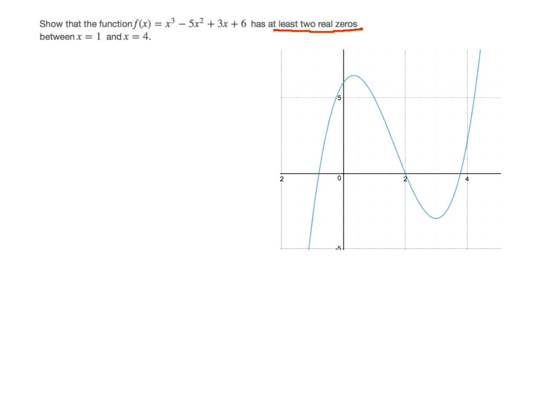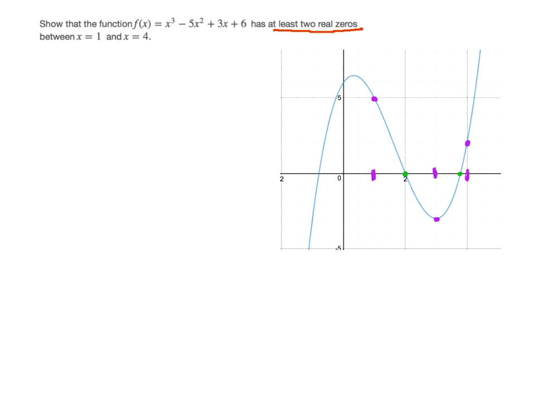All right, so they're asking us to plug in an x value of 1 and an x value of 4, to show that there are two zeros between those. So what we're going to have to do is plug in 1, and plug in 4. But then we need to plug in another x value between there. So I'm going to choose 3. What I should expect to see is a positive output at x equals 1, a negative output at x equals 3, and a positive output at x equals 4.